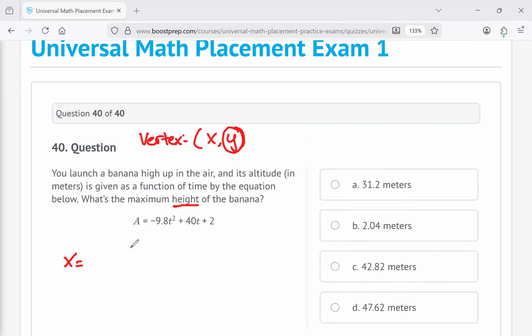So how do you find the x value of the vertex? You've got to use this equation: opposite b over 2a. Yes, opposite b over 2a. So what is my a, b, and c? My a is negative 9.8. My b is 40. And my c is 2. But I don't think we'll need c. So the opposite of b is negative 40 over 2 times negative 9.8.